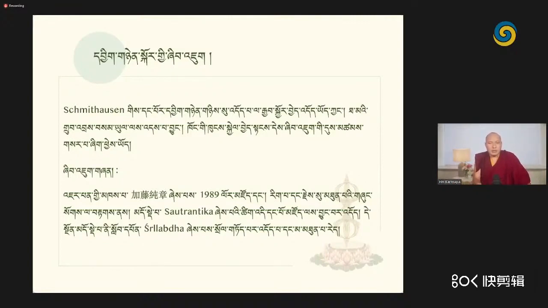In any case, his logic refuting that there were an earlier and later Vasubandhu was very powerful, and so that was that. For that reason, once Schmidhausen used this new logic, it entered a new era of scholarship.